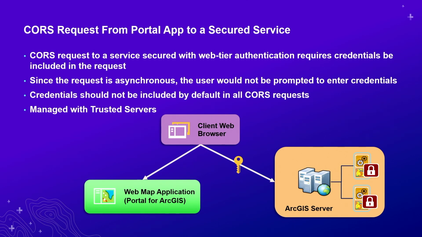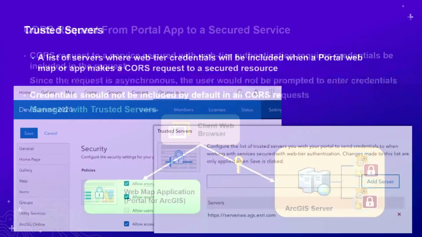So in order for those credentials to be sent automatically, the domain name where the ArcGIS Server resides needs to be added to the list of trusted servers. Now, contrary to how the CORS requests work, if there are no servers listed in trusted servers, that means credentials are not sent automatically to any server at all. You need to manually add them one domain name at a time in order to support sending these credentials automatically.